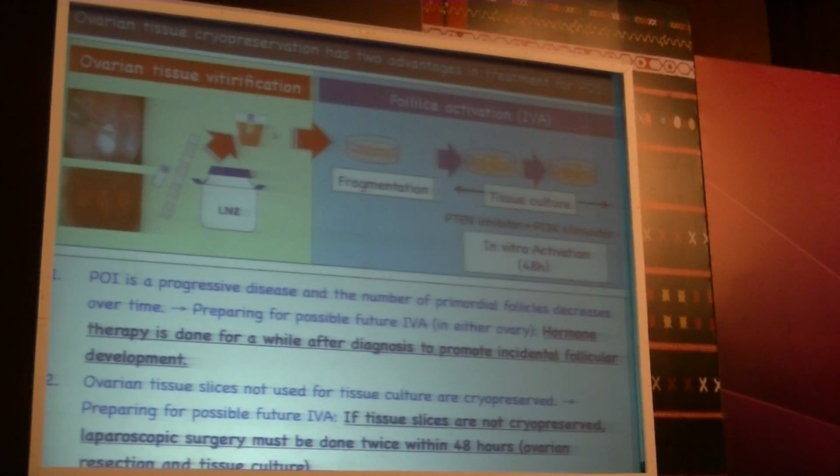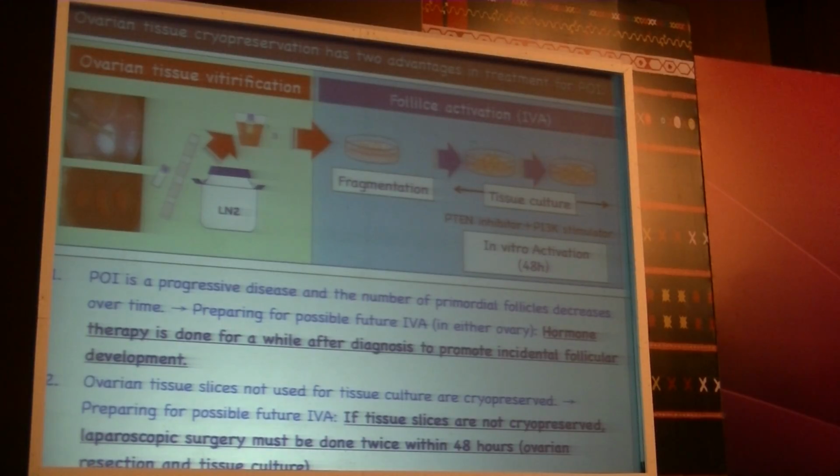There are 2 advantages if we combine these 2 procedures for the POI patient. First, POI is a progressive disease. The number of primordial follicles decreases over time. This makes it recommendable to cryopreserve one ovary or the other to prepare for the possible future in vitro activation. The remaining ovary is then treated with hormones to promote incidental follicular development.